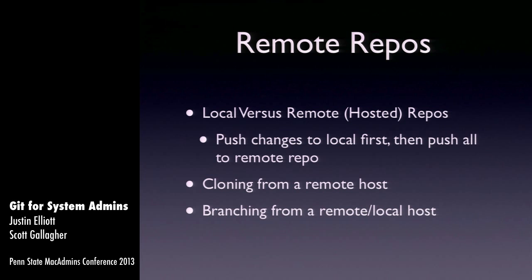And then with hosted repos, you're taking the changes you've made and pushing them to a remote location, either your own repo server or a place like GitHub or Bitbucket. And then you can also do cloning from a remote host, so you can clone someone else's repo or your own repos down to your local machine to be able to work on them. And also we discussed earlier about branching from a remote or local host. You can branch items.